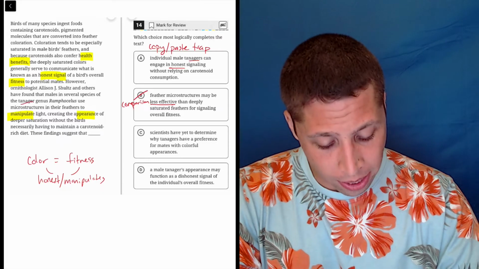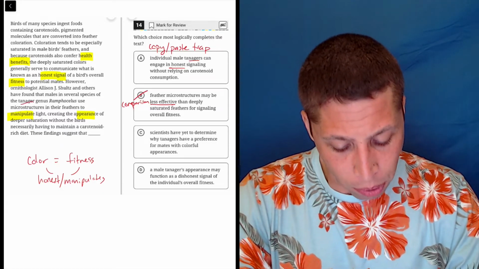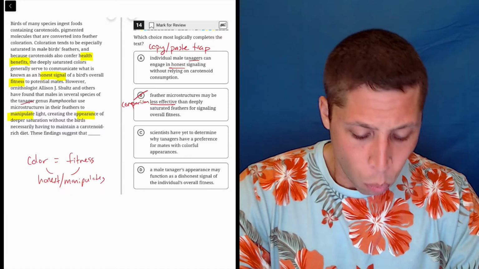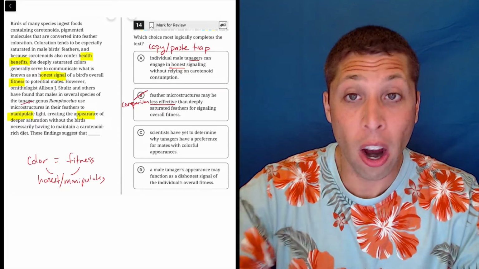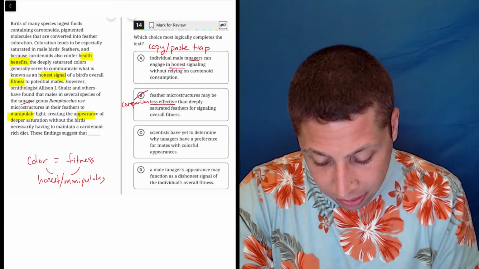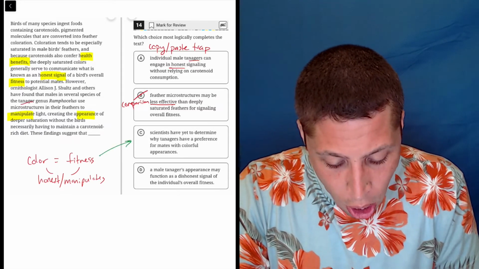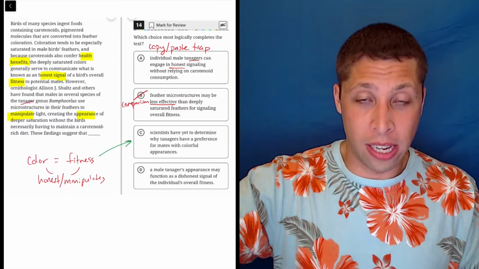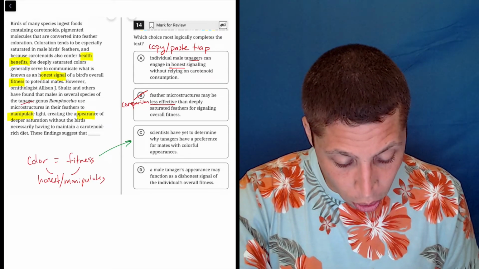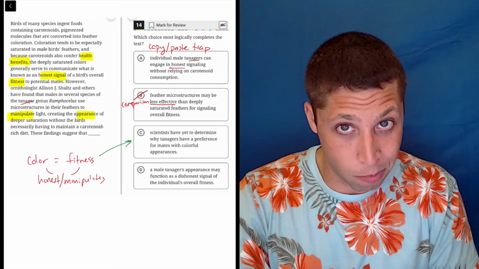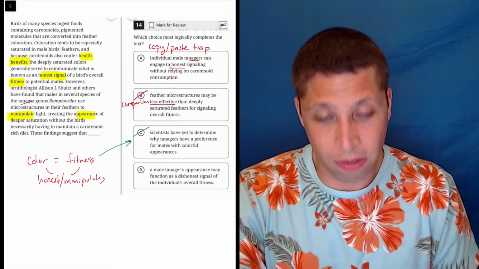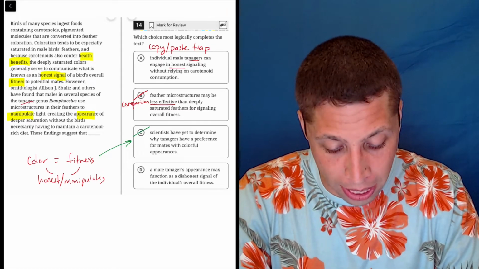Choice C: Scientists have yet to determine why tanagers have a preference for mates with colorful appearances. Well, that may be true, but that's not part of what we're talking about here. They are saying, in fact, maybe the opposite. They're saying that we know that the color is a signal of fitness, so they would probably prefer more colorful mates because they're more fit, they're more healthy. So this is also the opposite of what they're saying.